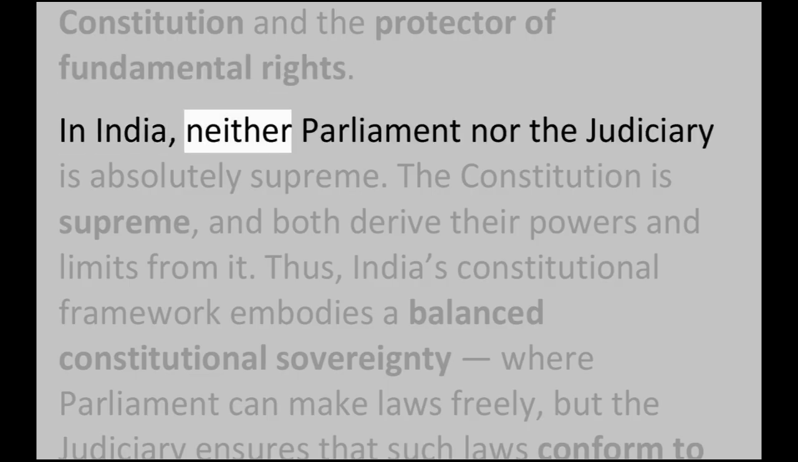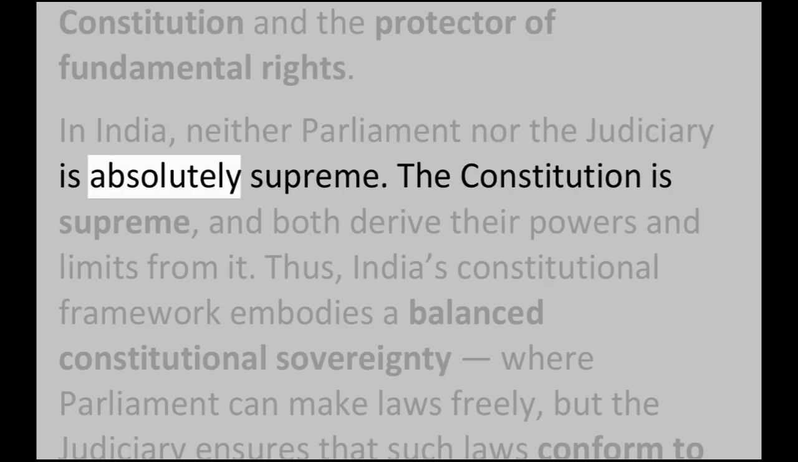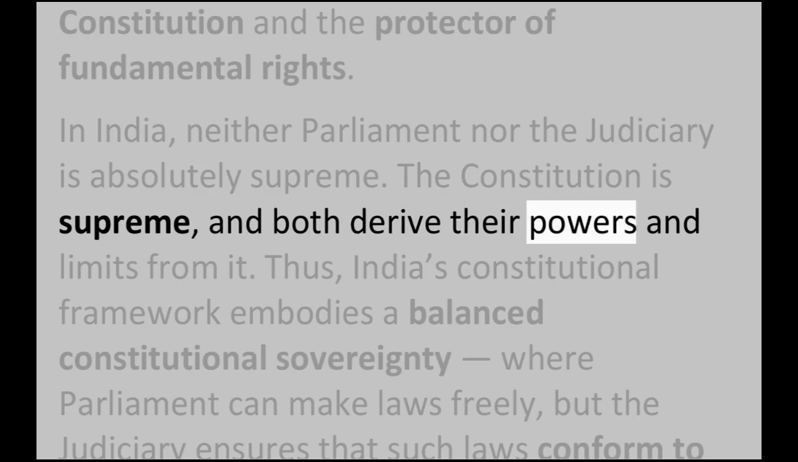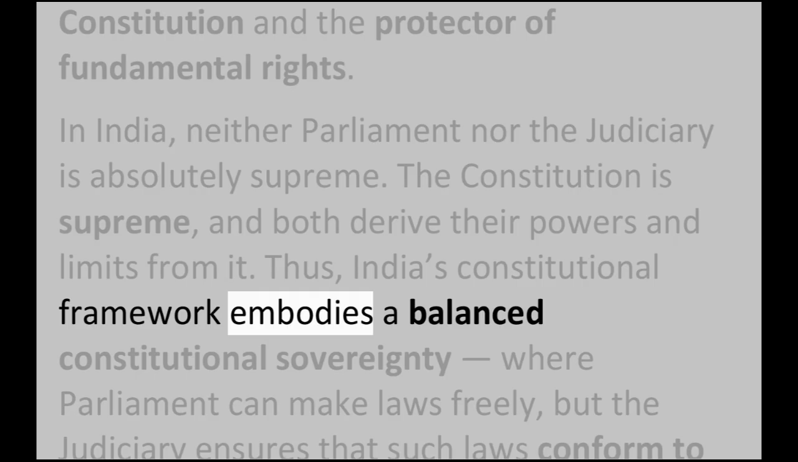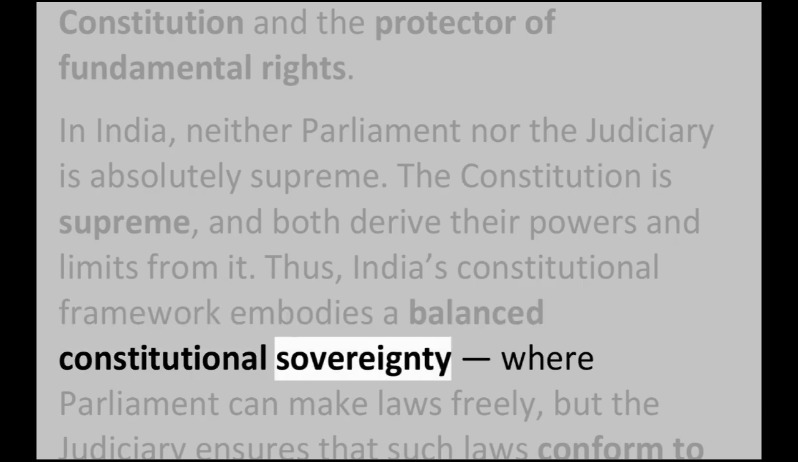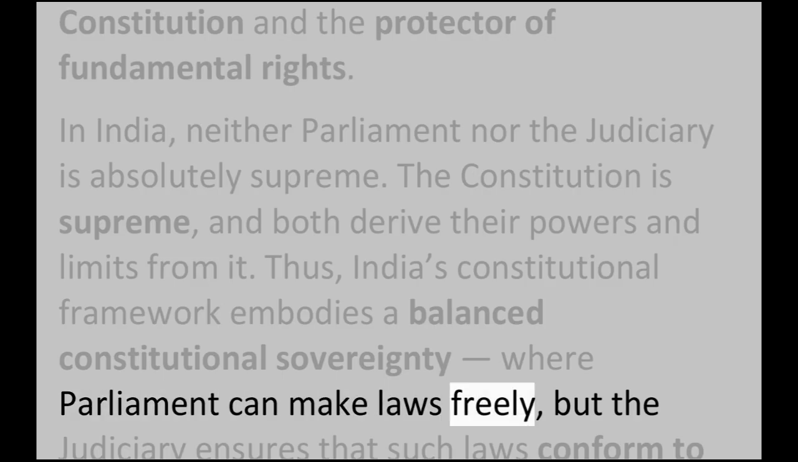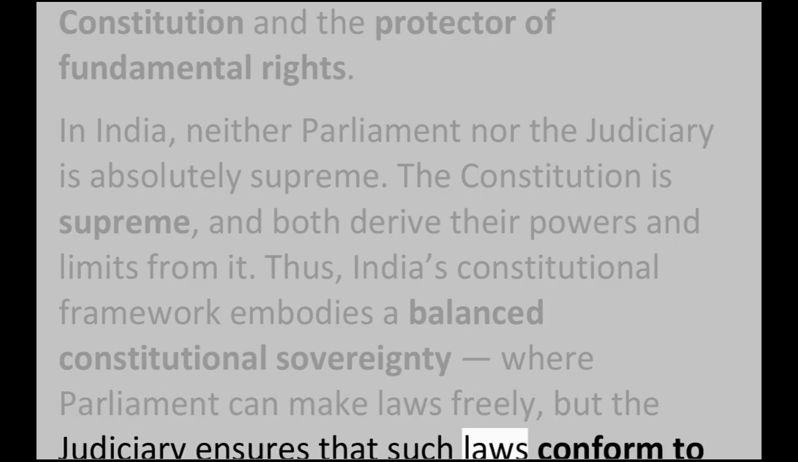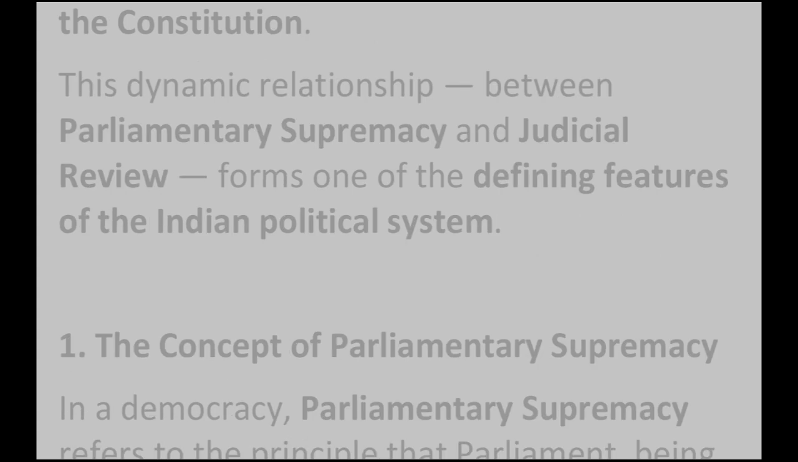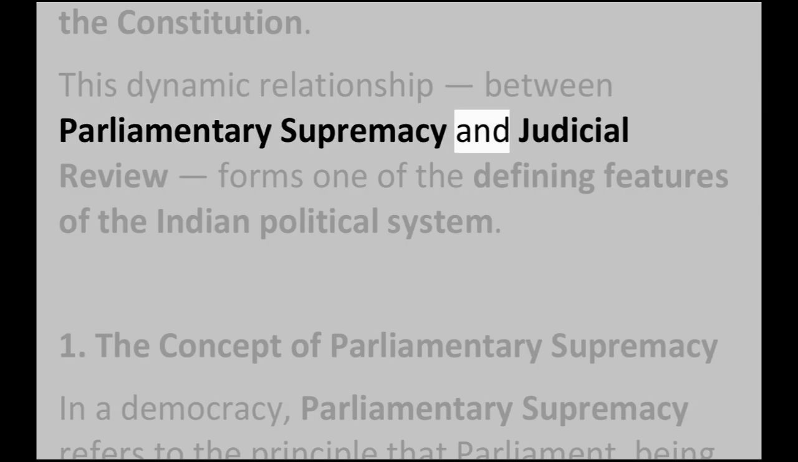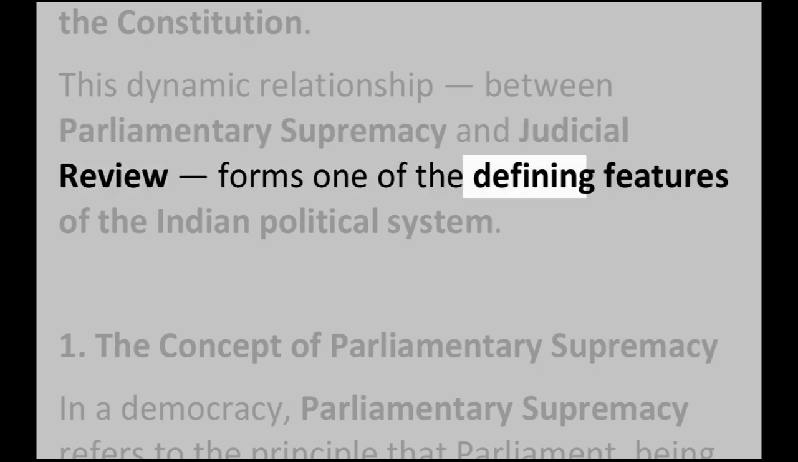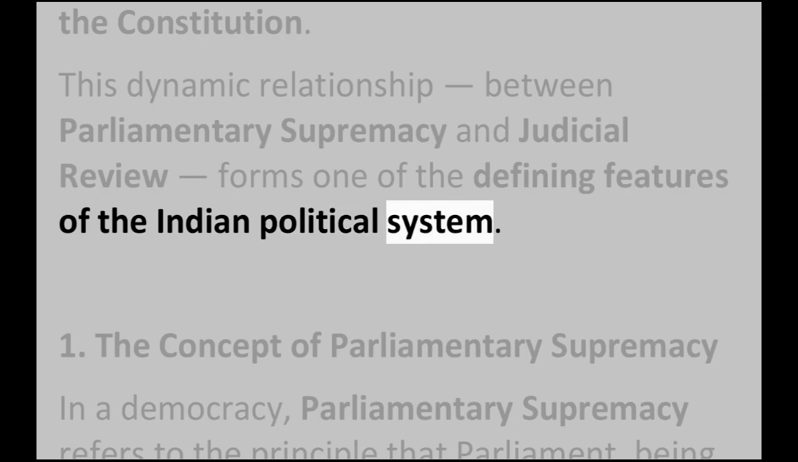In India, neither Parliament nor the judiciary is absolutely supreme. The Constitution is supreme, and both derive their powers and limits from it. Thus, India's constitutional framework embodies a balanced constitutional sovereignty where Parliament can make laws freely, but the judiciary ensures that such laws conform to the Constitution. This dynamic relationship between parliamentary supremacy and judicial review forms one of the defining features of the Indian political system.